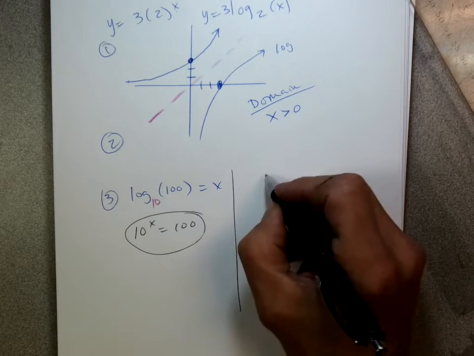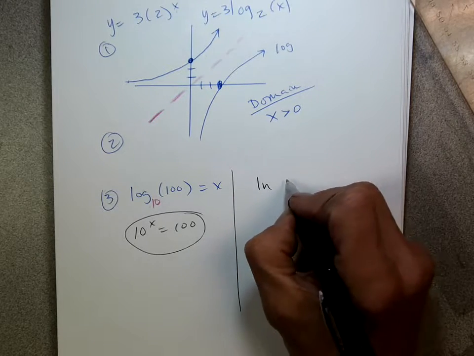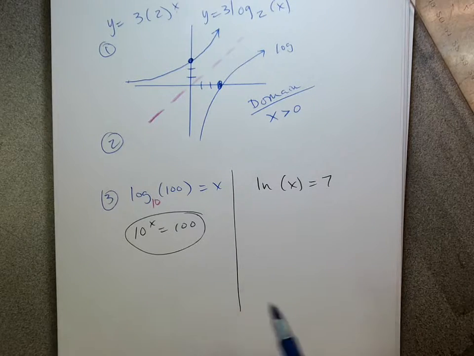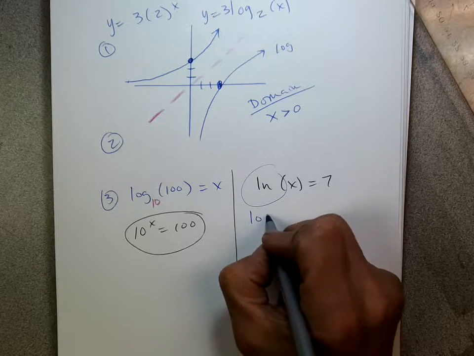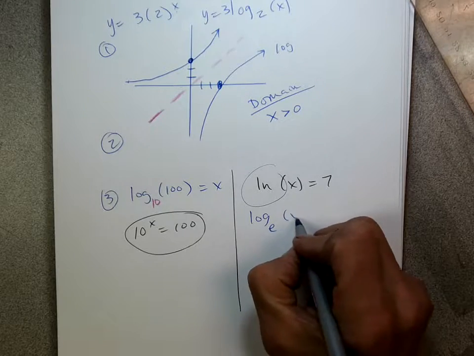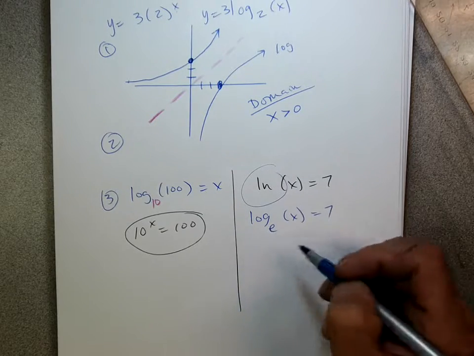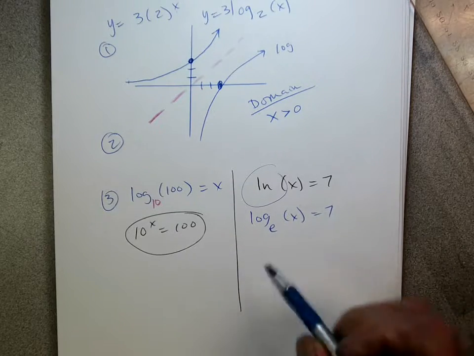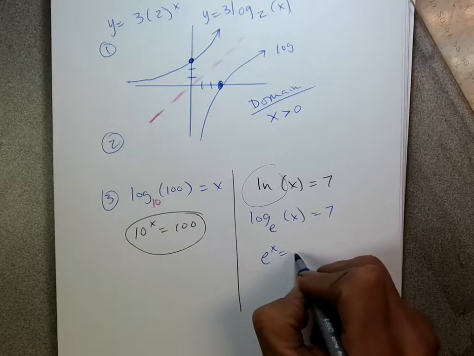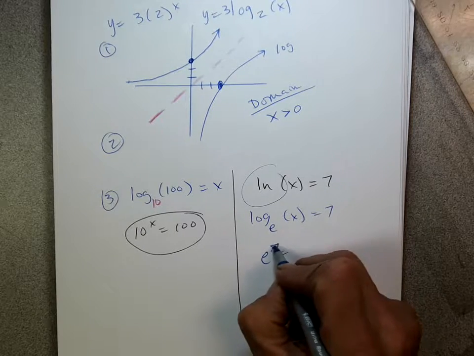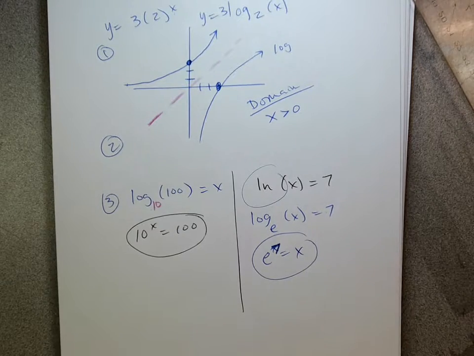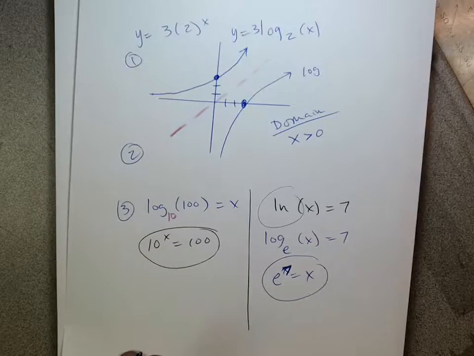Okay. B, ln of x equals 7. It has a hidden base also. We would rewrite this as log base e of x equals 7. Natural log means log base e. So I'll rewrite this as e to the 7 equals x. Sorry about that. e to the 7 equals x. There you go. It is after school, and I'm tired, but I'll keep moving on, okay? All right, turn the page.